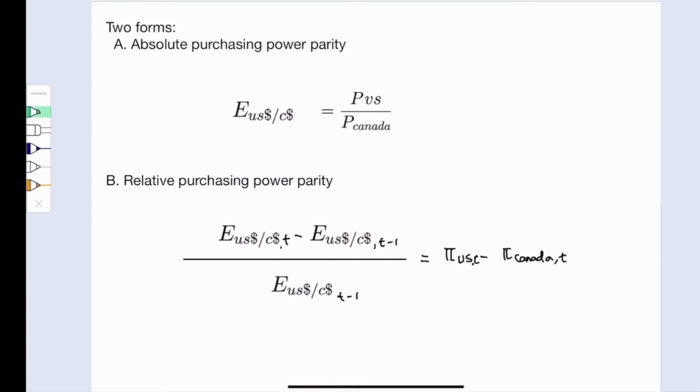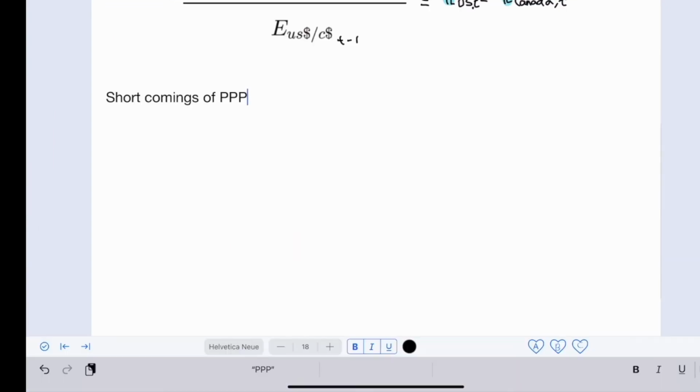It claims that the changes in the nominal exchange rate between two countries equal the difference in the inflation rate between the two countries. It sounds great that we can use either the absolute PPP or relative PPP to tell us what should be the right exchange rate, if it should be right. But is that so? Of course, that is not the case. So there are some shortcomings for the PPP.